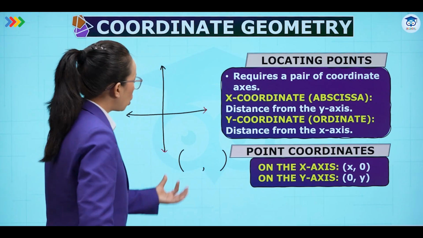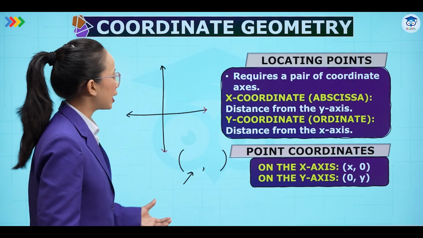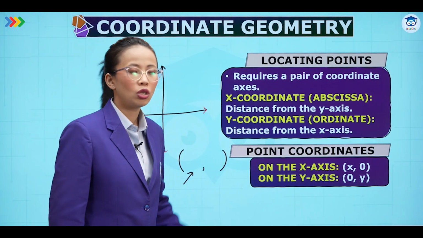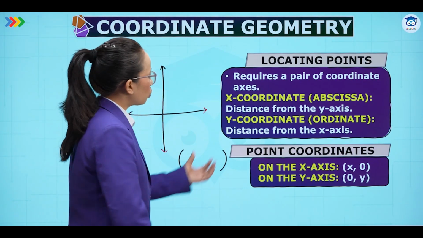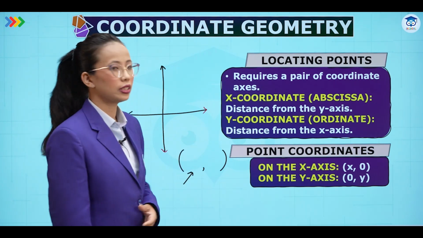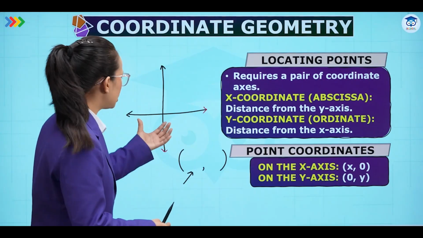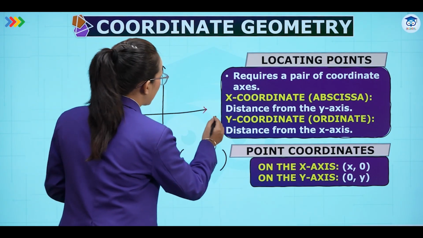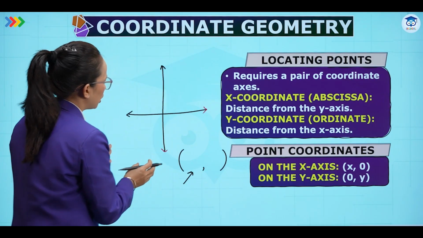We have the first value, that is known as the x coordinate, also known as the abscissa, and we have the y coordinate, that is known as the ordinate. But what are these abscissa and ordinates? Let's see. We have two mutually perpendicular lines, right?